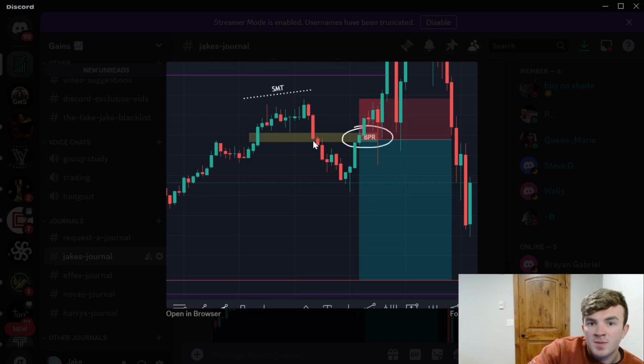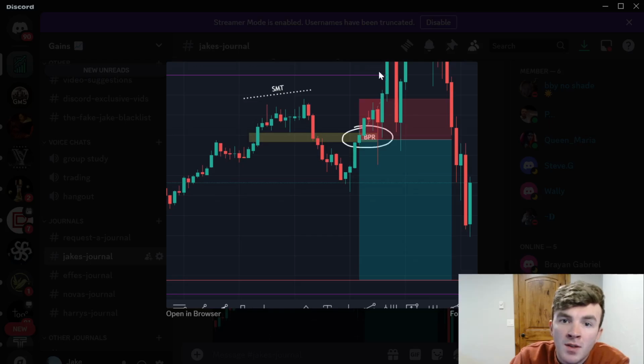after we get that sweep and shift, because you also got to keep in mind, I want it to be in line with the structure. So for instance, sweep below, then we break structure, and then we retest the BPR and we wick into it. That's something I want to see. I don't want to see a close above. I would want this to be a wick. This close above is an immediate red flag, and I would not take that.